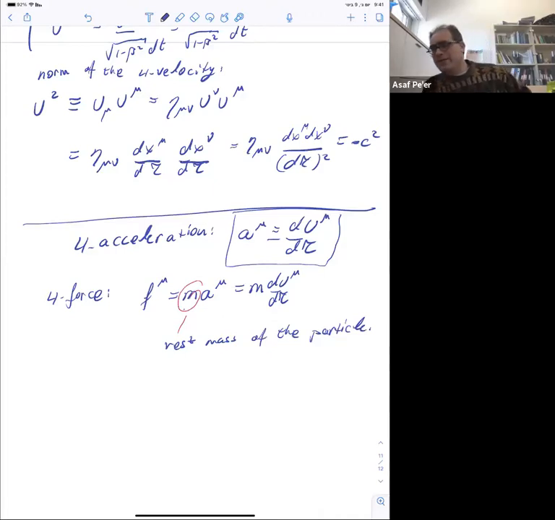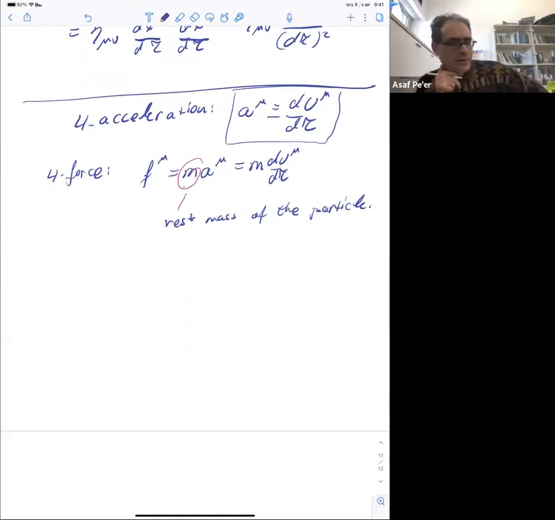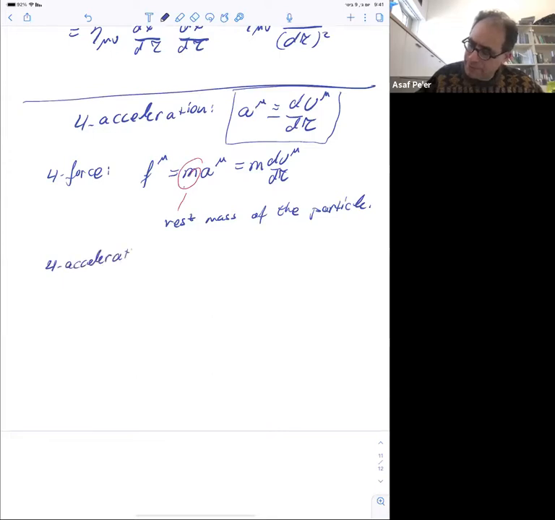Okay, there is one interesting feature which can get you confused. So let's go over it and see that there's nothing really here. In fact, the four-acceleration is perpendicular to the four-velocity. I'm going to show it to you. The four-acceleration is perpendicular to the four-velocity.